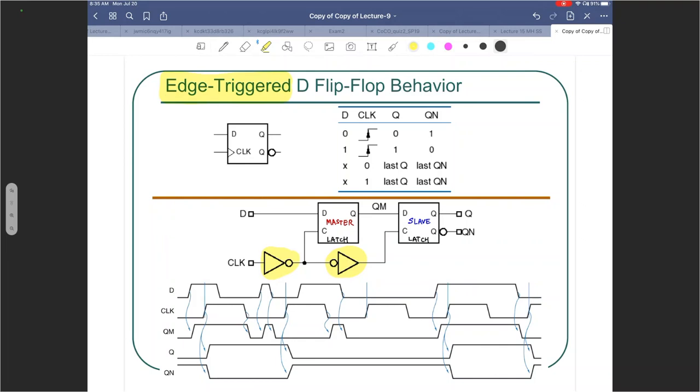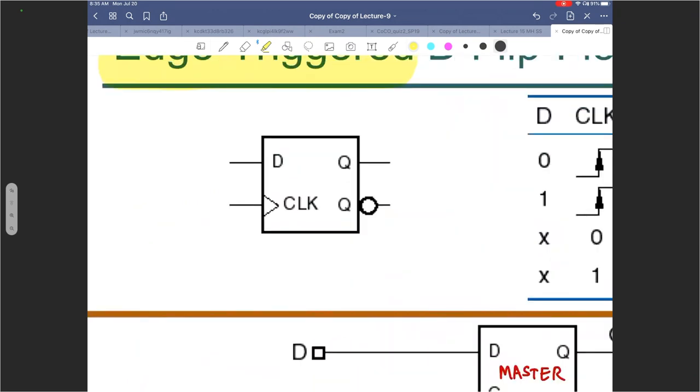So I'm going to try to put all of this together in the next slide. But before we go there, let's talk about the symbol here. This is the symbol of a positive edge triggered D flip-flop. D stands for data.